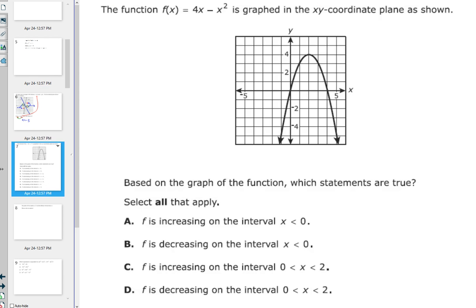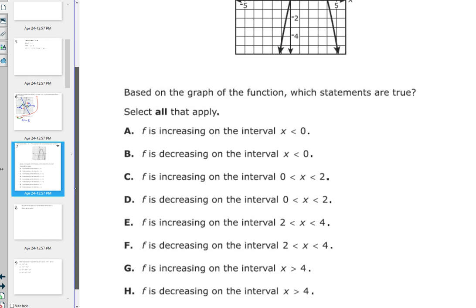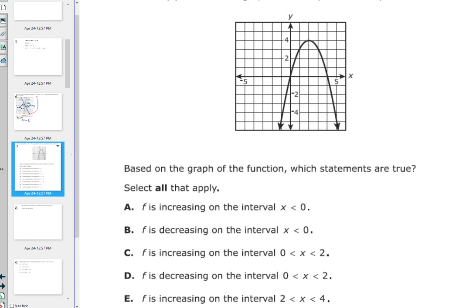Based on the graph of the function, which statements are true? Okay, look at all these words. Increasing and decreasing. When you use increasing and decreasing, what you're assuming is that you're going from left to right. And really what you're looking at is the slope. But instead of being that technical, just think of it like a roller coaster. And then they're asking, for whatever interval they're referring to, are you going up on the roller coaster, down, or neither?